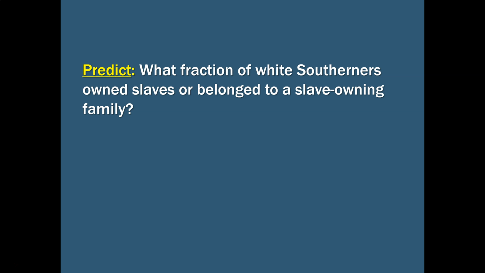So the question we have in front of us is what fraction of white Southerners owned slaves or belonged to a slave-owning family. This is a fraction that I think sometimes surprises people. The fraction is about 1/4. So about 1/4 of all white Southerners either owned slaves or belonged to a slave-owning family. So 3/4 then did not.